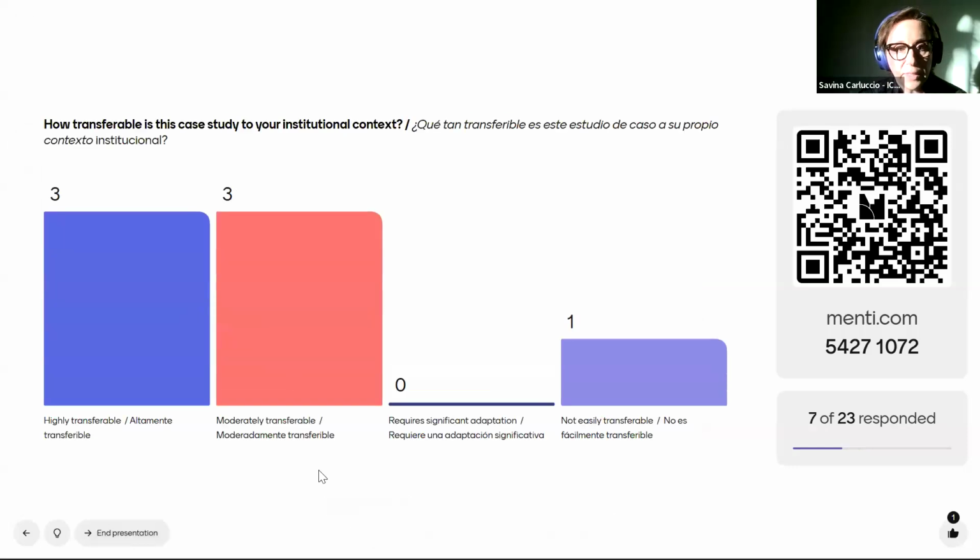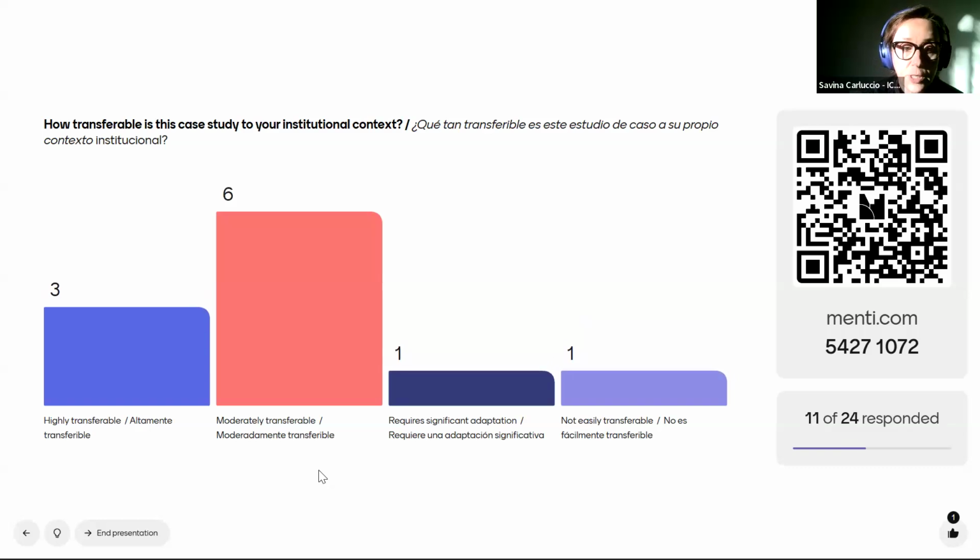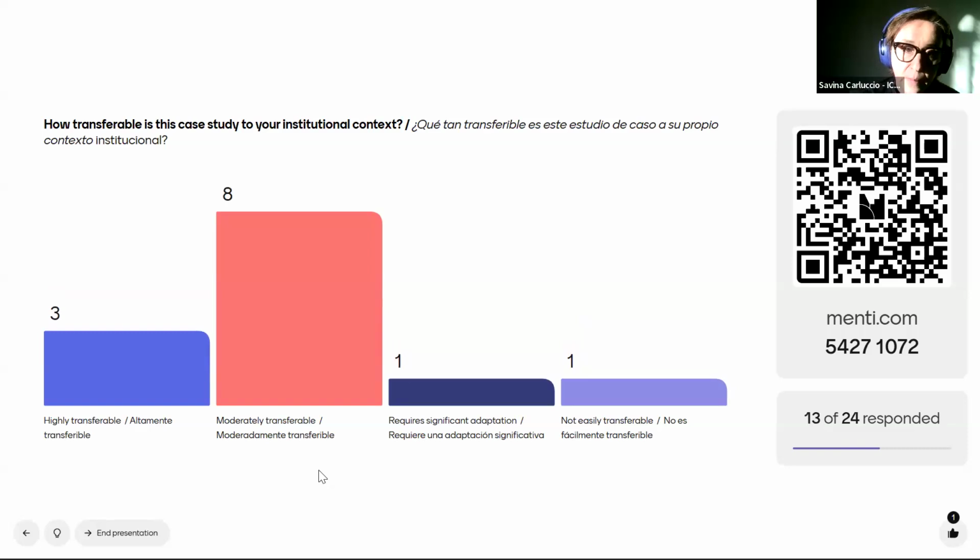How transferable is this case study to your institutional context? We had already started voting on this one, whether it's highly, moderately, or requires significant adaptation, or not easily transferable. This is probably speaking to the point of contextualization, no? How much can you learn from other case studies, and how much do you need to contextualize? I think this could be a good point for discussion. What can you transfer, and what needs to be absolutely contextualized.